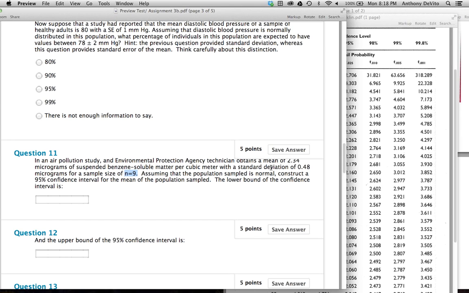But before we do that, what's our standard error? Well, since all we got is the standard deviation, instead of sigma, the standard error is the standard deviation divided by the square root of the sample size, 0.48 divided by 3. So that would be 0.16, I think. Does that sound right? No, it doesn't. 0.3, then 18 left over.